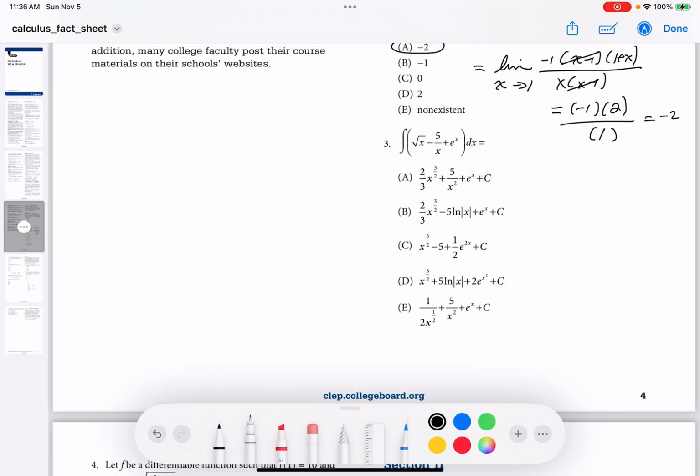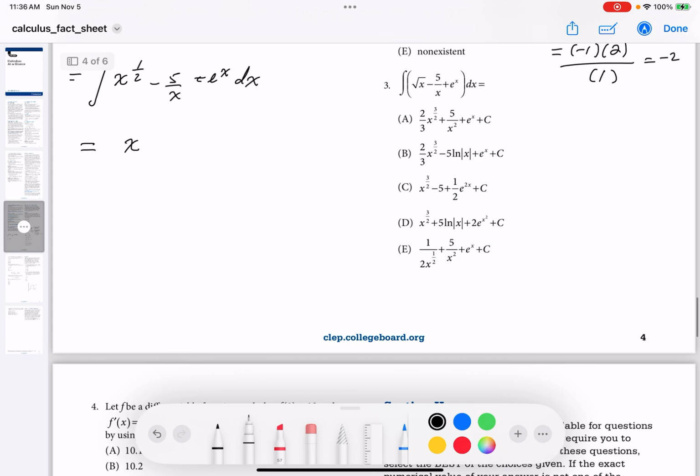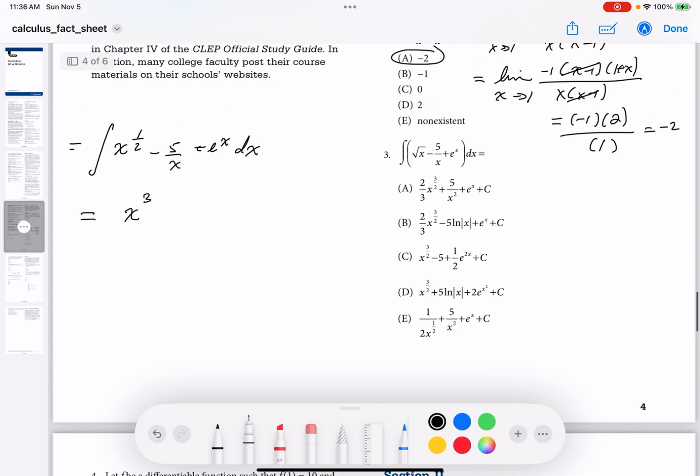And the way I would do this one over here, just rewrite it a little bit. I notice this is x to the 1/2 power, and that's minus 5 over x plus e to the x dx. And I can integrate that quite simply. Power rule, so I add 1 to the exponent. That's 3/2. Whoops, sorry about that. Divide by 3/2, multiply by 2/3.